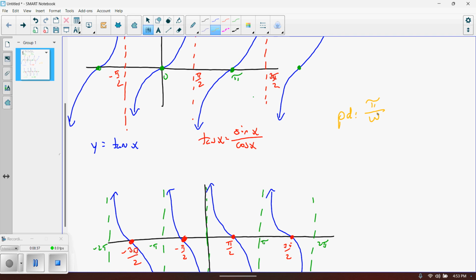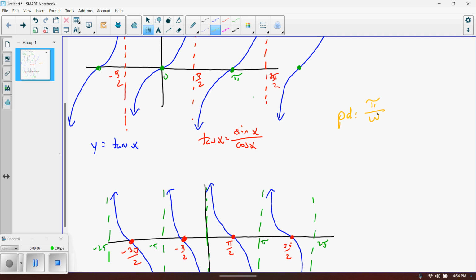None of that stuff changes. All that's the same. The only thing that will change is that tangent and cotangent have to go through pi units in order to go through one full cycle. Of course, unless there is something out in front of that to alter it. But in a standard one, it's pi, which is why you do pi divided by omega. All right, so that's tangent and cotangent. Now let's look at the graphs of secant and cosecant.